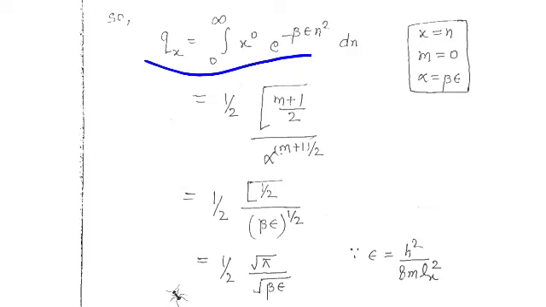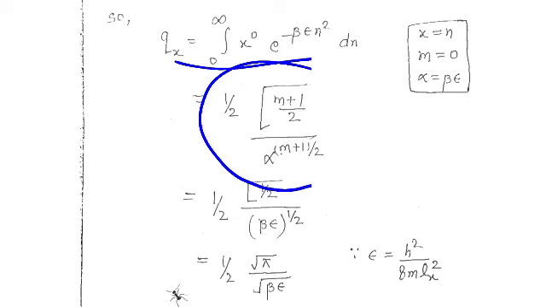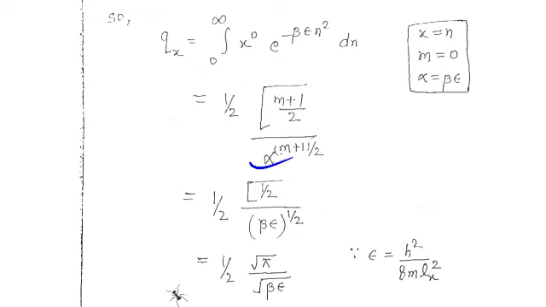So we know the standard value. This integral has the solution half of this value. Now we put the values of m and alpha. So m equals 0, so it becomes gamma function of half, and alpha is beta epsilon. And we know the gamma function of half has the value root pi. So we put root pi here, and beta epsilon raised to the power half means root beta epsilon.